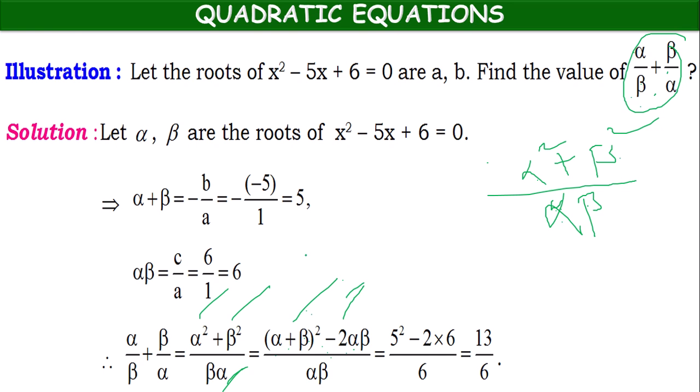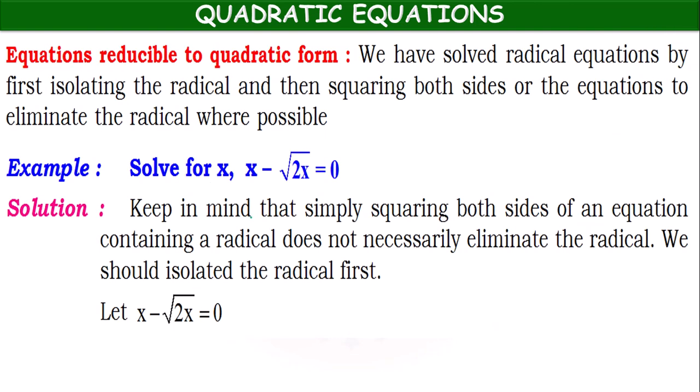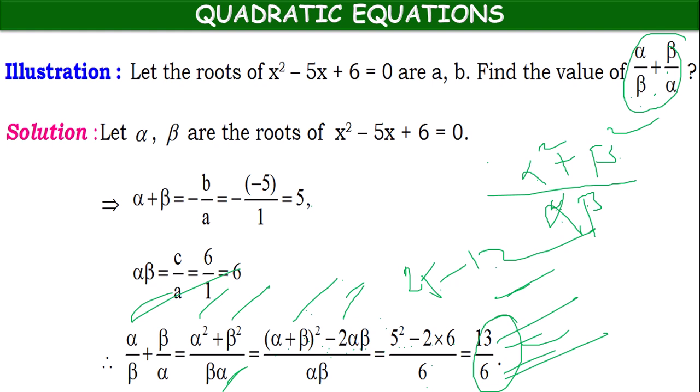So alpha plus beta value 5, 5 square minus 2 into alpha beta value 6, 5 square minus 2 into 6 by 6. So 5 square is 25, 2 into 6 is 12, 25 minus 12, 13 by 6. So the answer is 13 by 6. Next one.